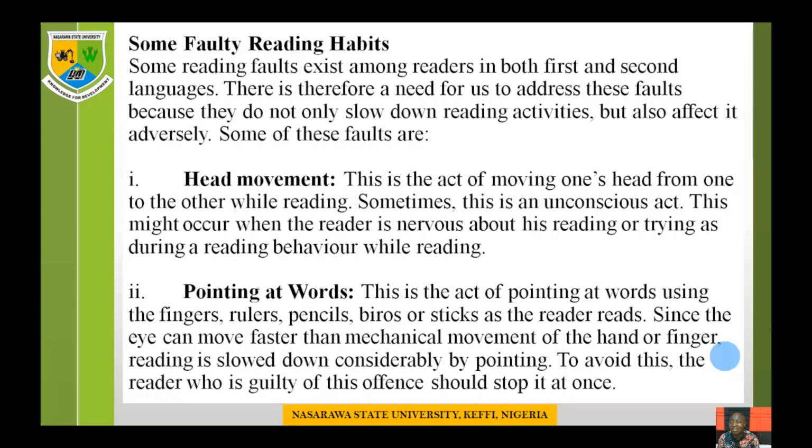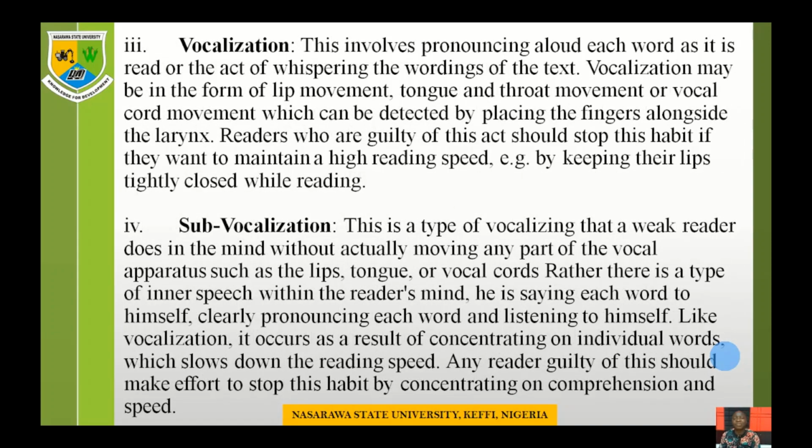The second faulty habit while you read is pointing at words. Some people use their fingertips, their rulers, their pencils, their Bibles or sticks as they read. Now, when you point at words when you're reading, you slow down the movement of your eyes. We had said that one of the objectives of this skill is to read fast. You cannot read fast when you are pointing at words. And that's why pointing at words is a very bad habit. To avoid this, if you have been guilty of this as a reader, please stop it. Number three is vocalization.